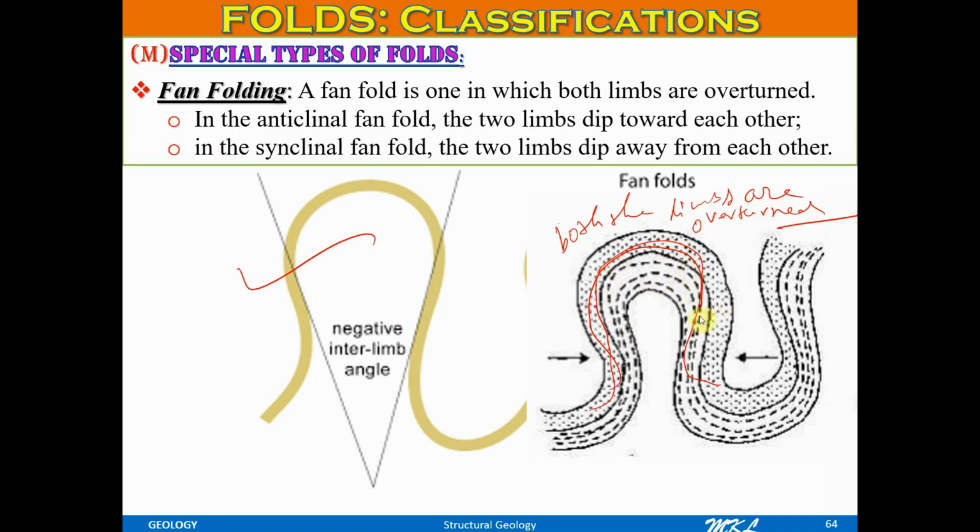For the anticlinal fan fold, the two limbs dip towards each other. See, it's dipping towards each other. For the synclinal, it will be dipping away from each other.